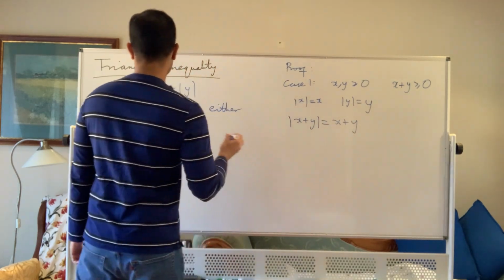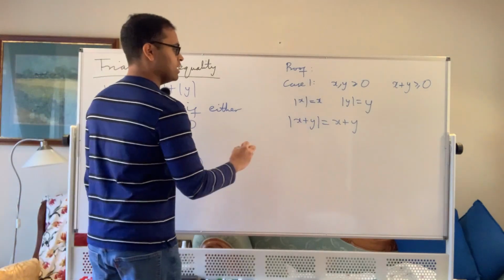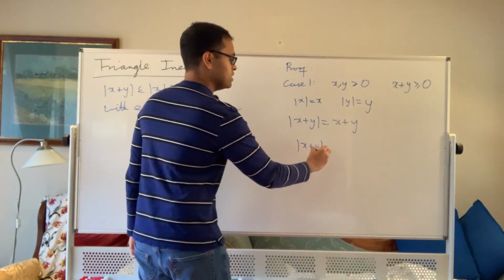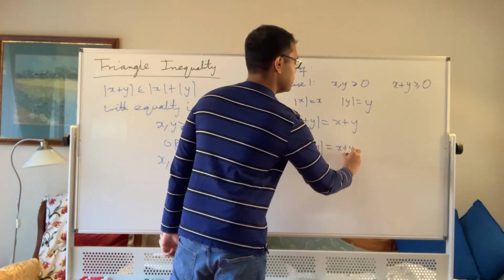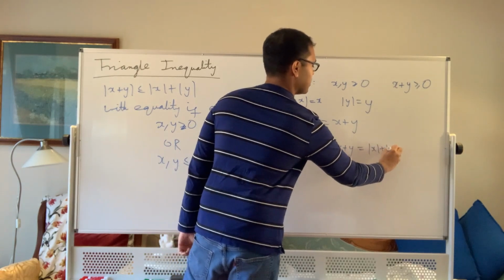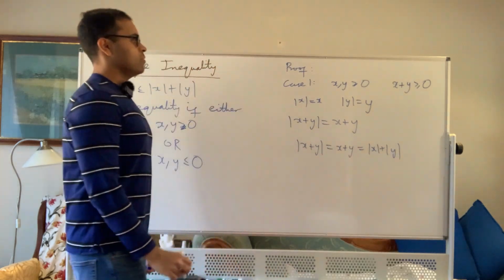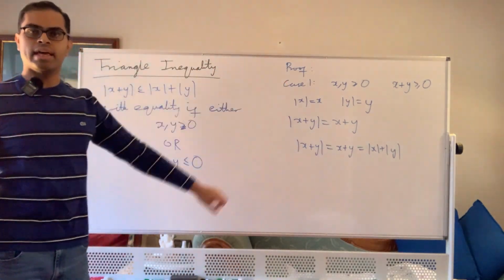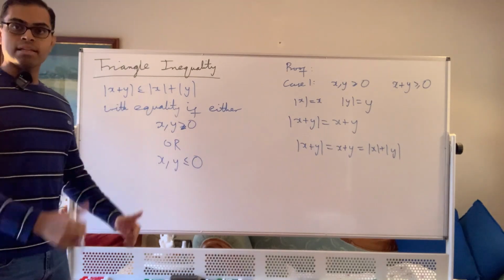So therefore, in this case, the triangle inequality is literally an equality. The absolute value of x plus y is going to equal x plus y, which is equal to the absolute value of x plus the absolute value of y. So there's nothing to show. That's no inequality, it's just an equation. That's the triangle inequality there. All good. Okay, that's number 1.